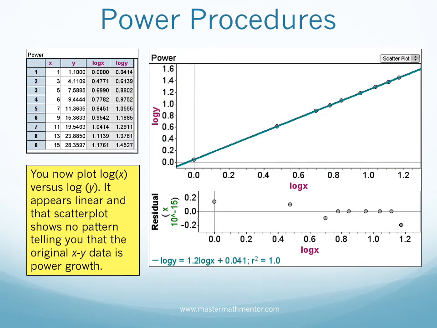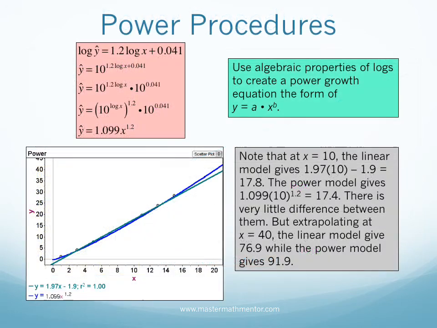Power growth theory states that if the plot of log x versus log y appears linear, then the graph of x versus y will be a power model. Examining the scatter plot of log x versus log y, it appears linear, and that is confirmed by the residual plot. So we transform the x data as well as the y data. We have a least squares regression formula, but that is for log x versus log y, not x versus y. So our least squares regression line equation is log y hat equals 1.2 log x plus 0.041.